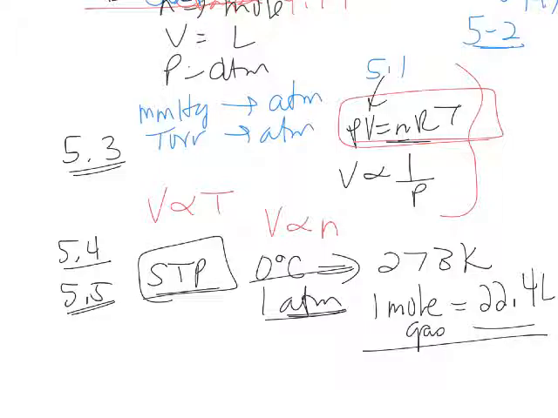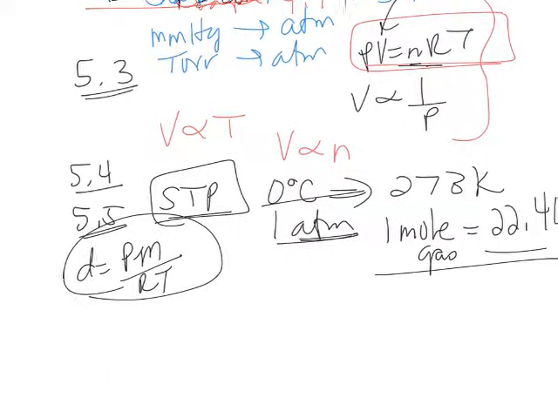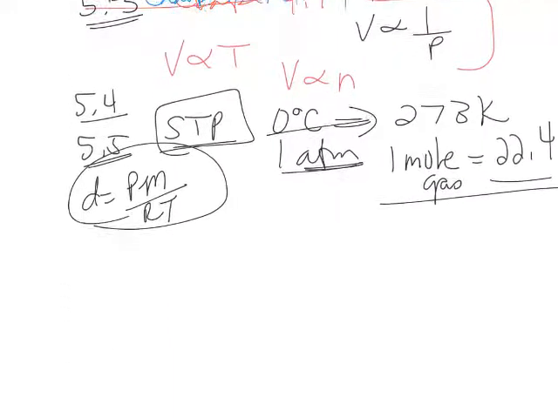I would know density equals PM over RT. And if you get a question that talks about density and molar mass and you're dealing with those constants, I would pull that equation out. And there's a problem on page 211 that talks about that. Molar mass of a gas.